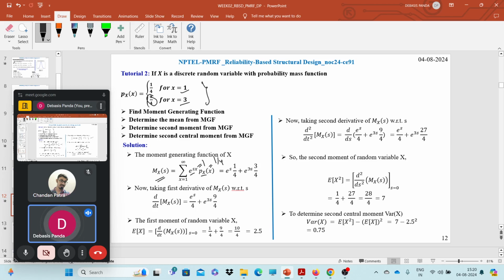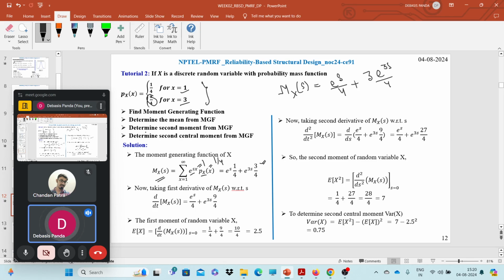That means e to the power 3x multiplied by 3 by 4. So this is your moment generating function for this discrete random variable. So we have found out the moment generating function of this discrete random variable, M_X(s), which is nothing but e to the power s by 4 plus 3 e to the power 3s by 4.